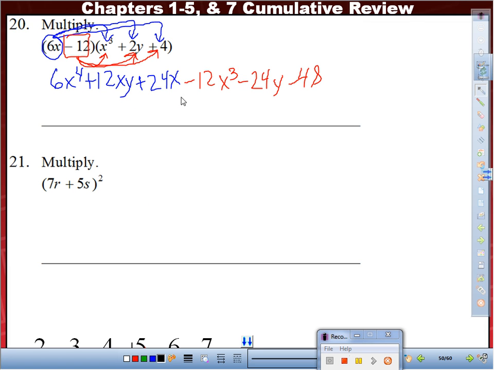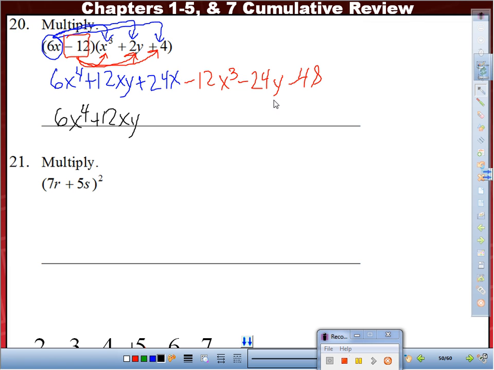All right, let's look at it. Do we have any x to the 4th? No, so I just rewrite it, 6x to the 4. Do I have any xy's? No, so I bring that down, 12xy. Do I have any 24x's or x's by themselves?